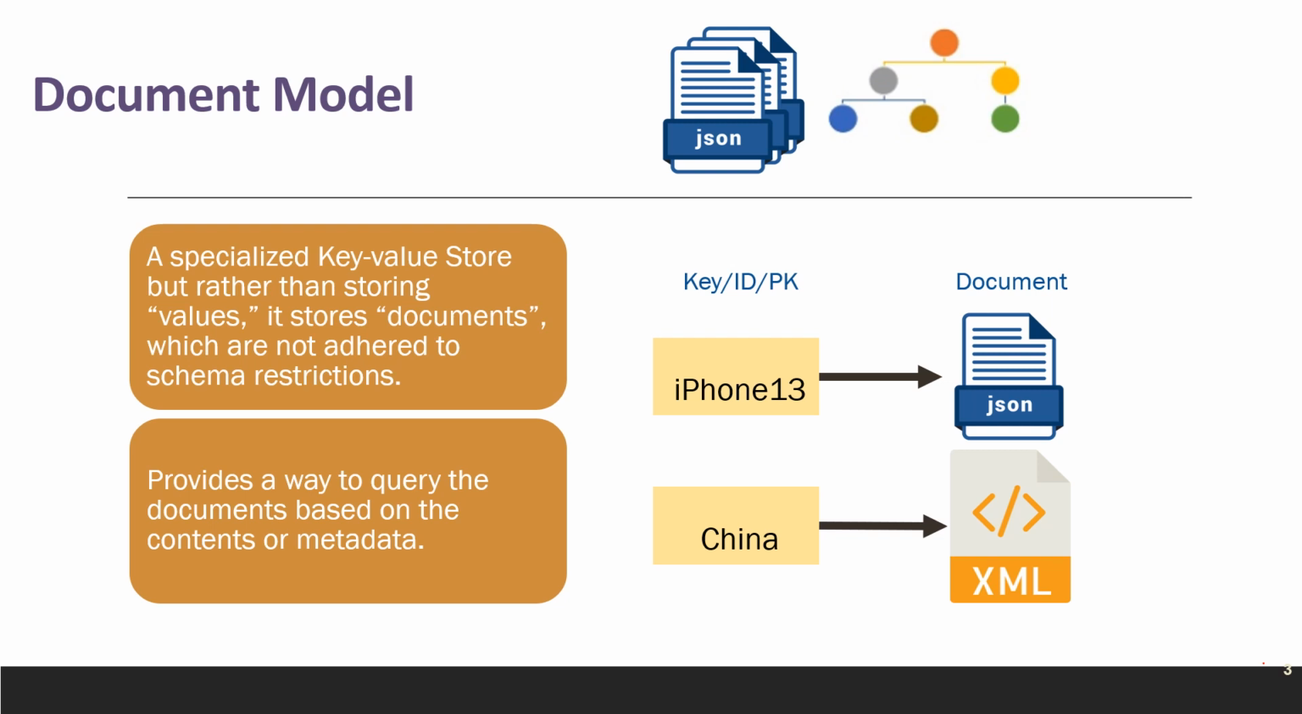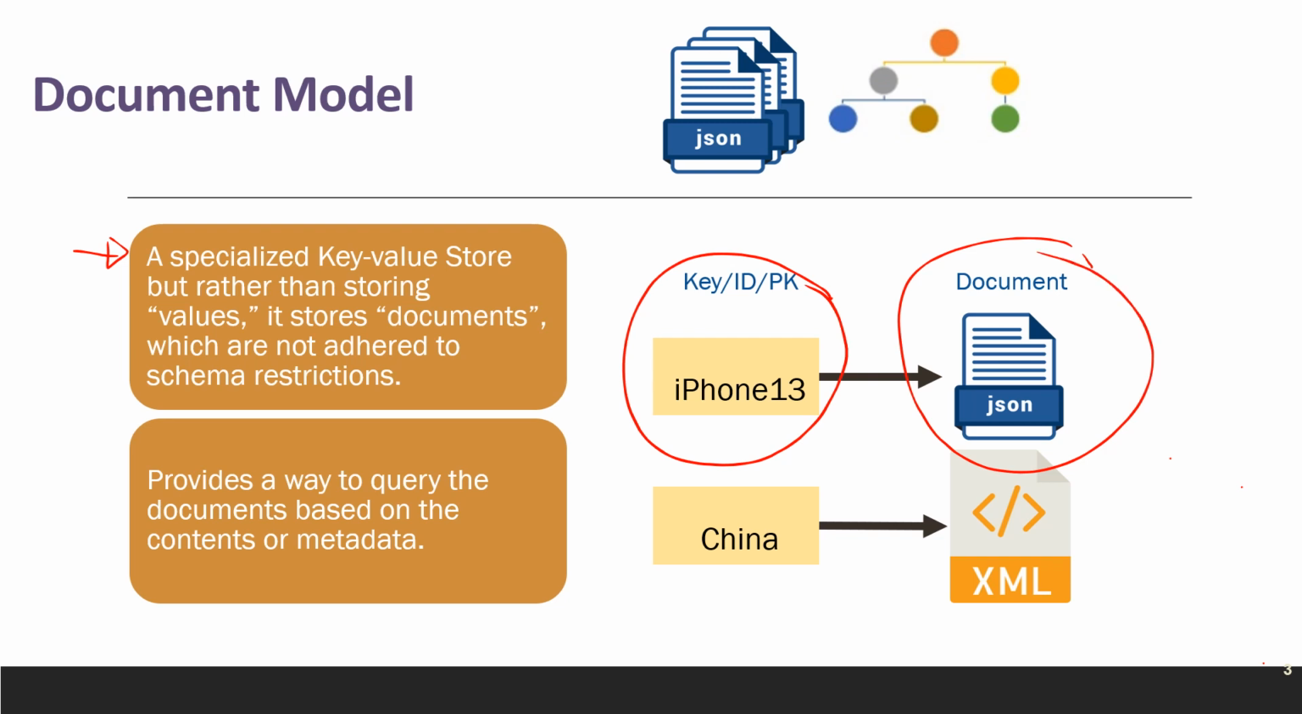A document model could be considered as a specialized key value store. That means it has a concept of key associating or referencing to an object or a value. But the special case of this is that the object must be a document, and in most cases, the document is a JSON document. So in this example, we could define the key to be iPhone 13, while it associates to a document that may describe the product iPhone 13.